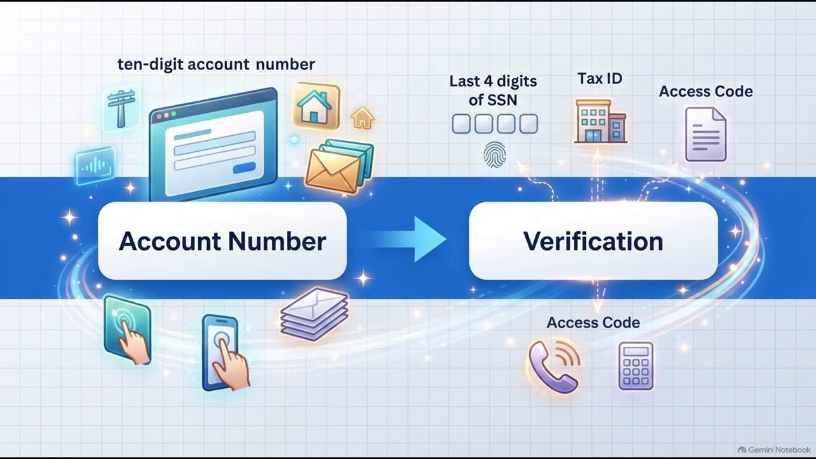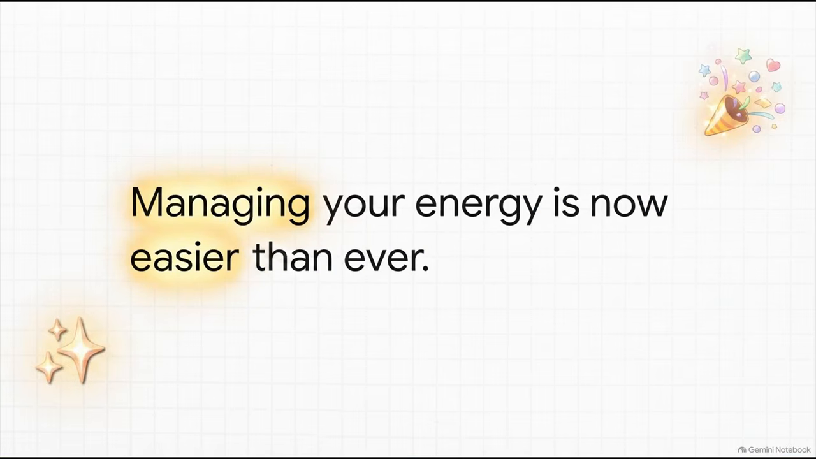You'll head over to myaccount.smud.org and hit register. Step 1 is typing in that 10-digit account number. Step 2, provide the secondary verification. That's either going to be the last 4 digits of your social security number, your tax ID, or that customer access code you just got over the phone. And boom, you are in. You have successfully passed the security gatekeeper.